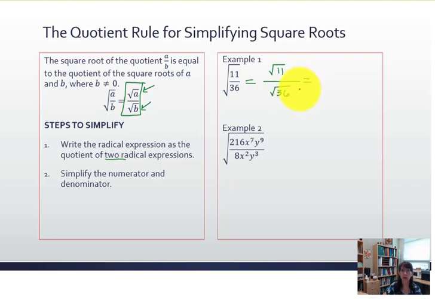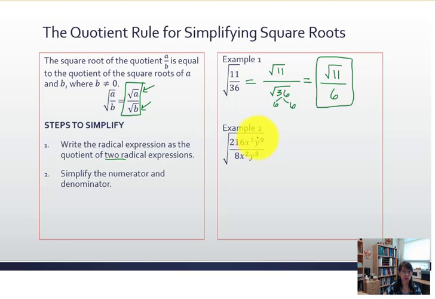Now this is helpful because we know that 36 is a perfect square. It comes from 6 times 6. So we know that 6 should completely clear that radical. However, 11, the only factors of 11 are 1 and 11, so that will need to remain under the radical. This is the simplified answer.